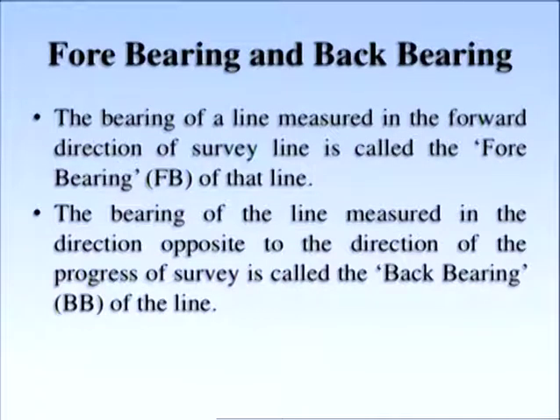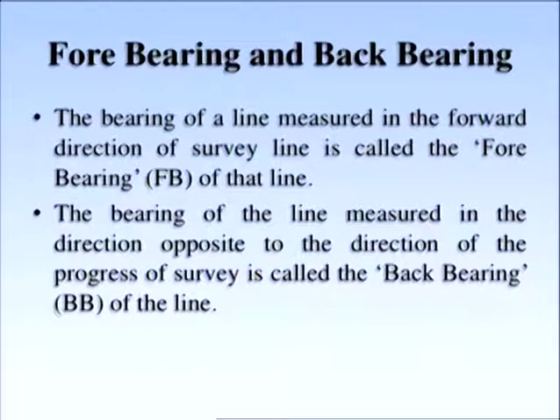Suppose our progress of the survey is A to B, from B to C, from C to D. If we take the reading from B to C, that is in the progress of survey, then we can call it the fore bearing of line BC. But A is behind, and if we take the reading from B to A, that is in the reverse of AB, then we can say it is a back bearing.